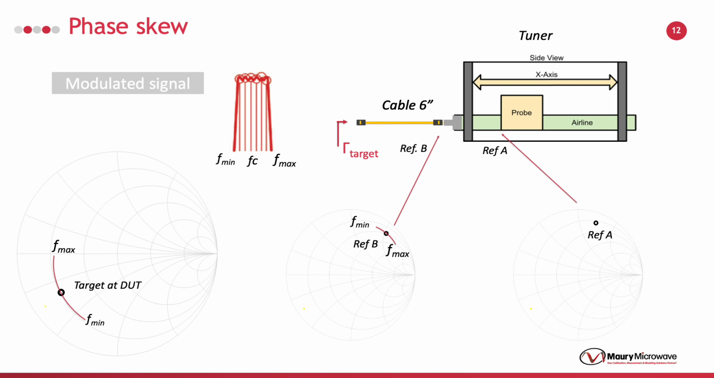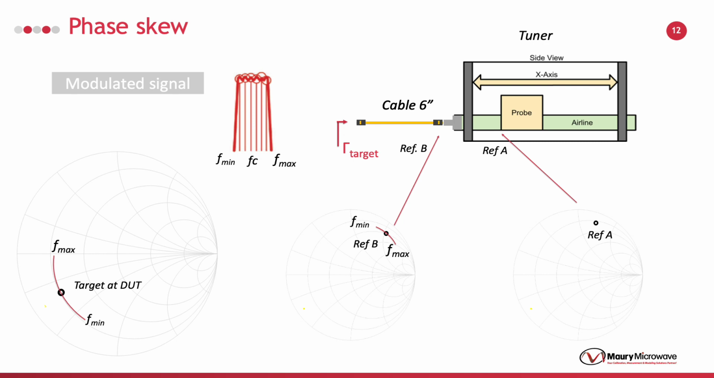Reference A will now become reference B at Fc frequency, but the Fmin and Fmax frequency will see a different variation in phase than the calibrated Fc. We call this phenomenon phase skew. At gamma target, this difference will increase due to the increased physical distance between reference A and the target. In this case, Fmin and Fmax will see a further phase variation relative to the calibrated Fc.